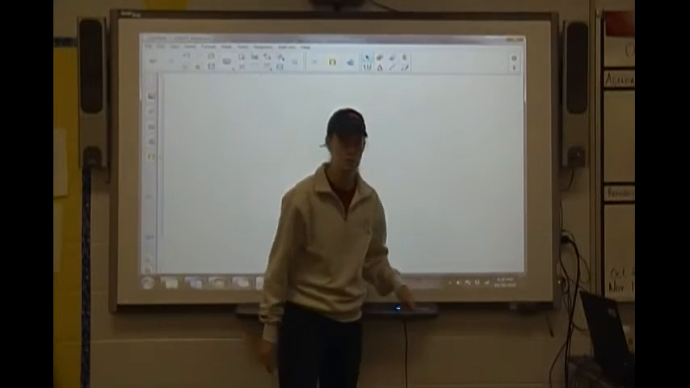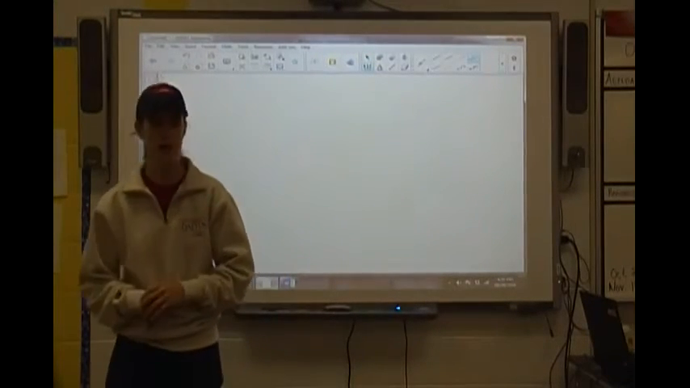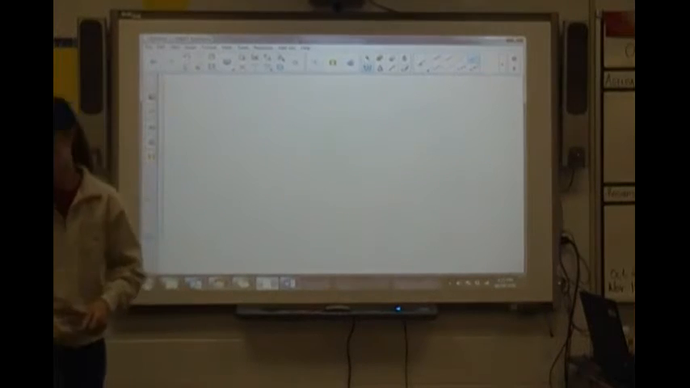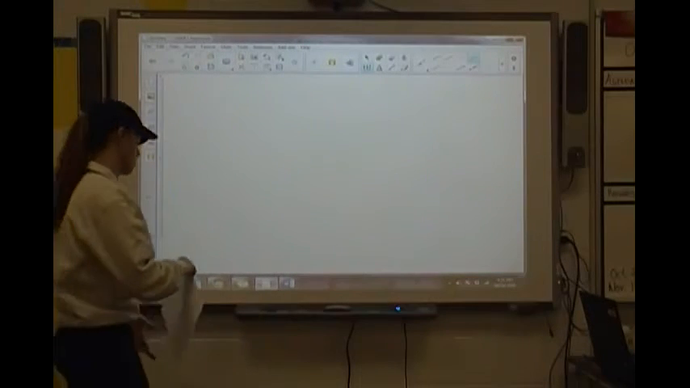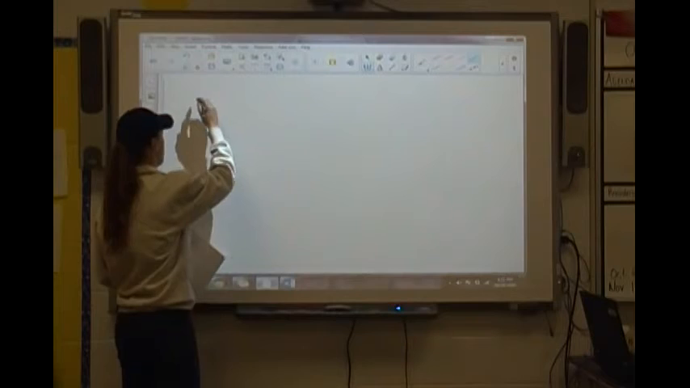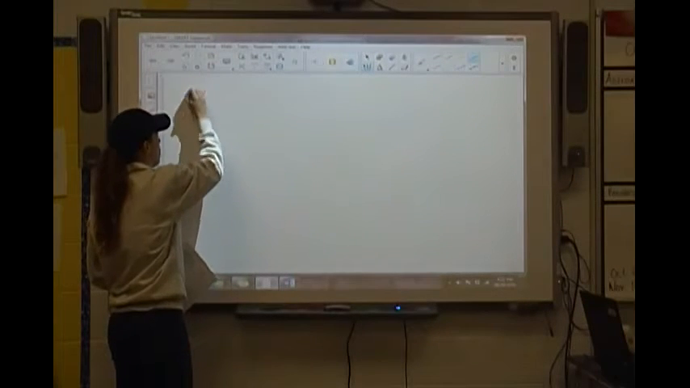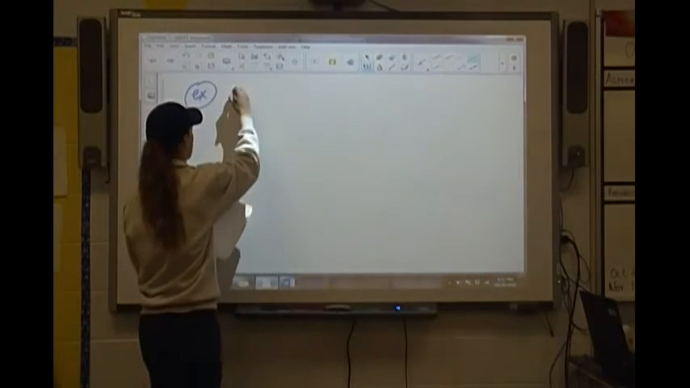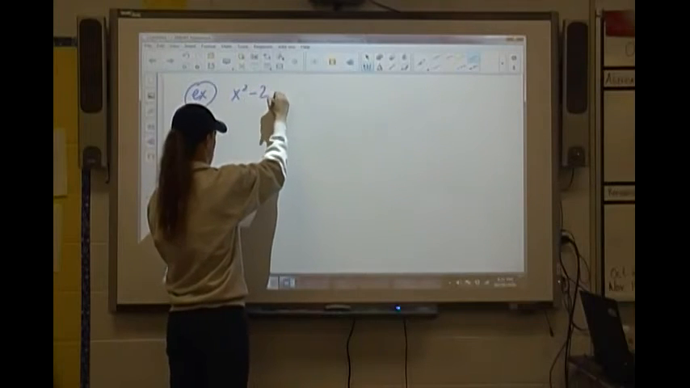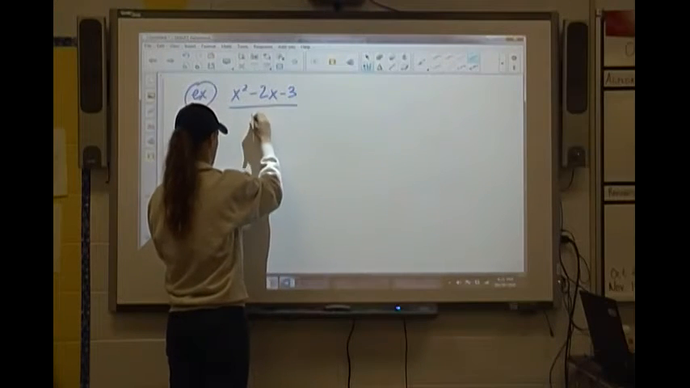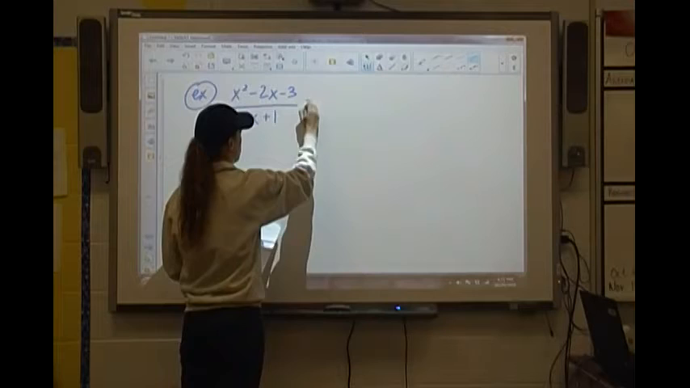The final piece of this unit that we want to make sure we cover is how to solve a rational equation. So we're solving rational equations. For this first example, we want to look at (x squared minus 2x minus 3) over (x plus 1) equals 17.